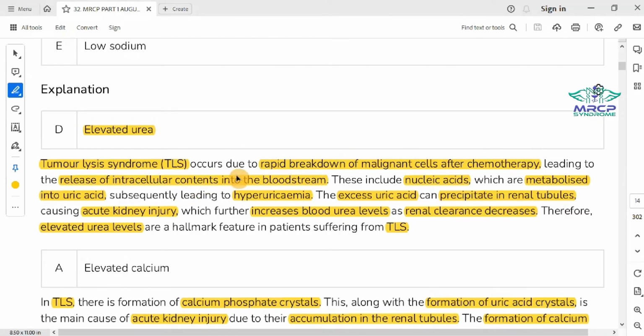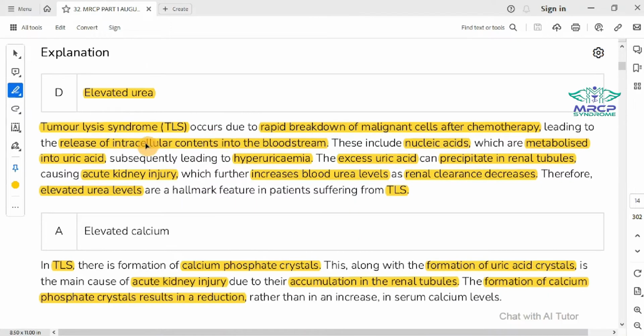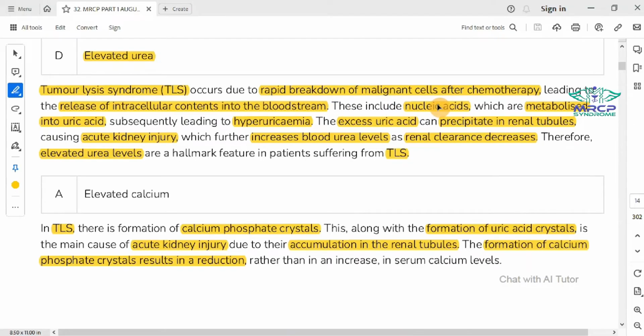Tumor lysis syndrome occurs due to rapid breakdown of the malignant cells after chemotherapy, leading to release of intracellular contents into the bloodstream. This includes nucleic acid, which is metabolized to uric acid, subsequently leading to hyperuricemia. The excess uric acid can precipitate in the renal tubules, causing acute kidney injury, which further increases the blood urea level as renal clearance decreases. Therefore, elevated urea levels are the hallmark features in patients suffering from tumor lysis syndrome.